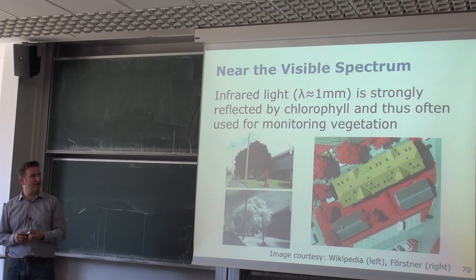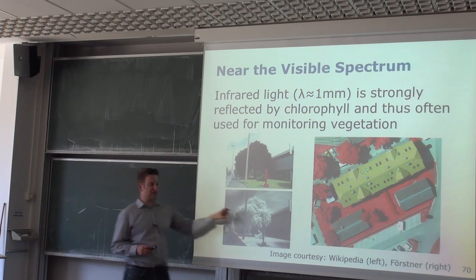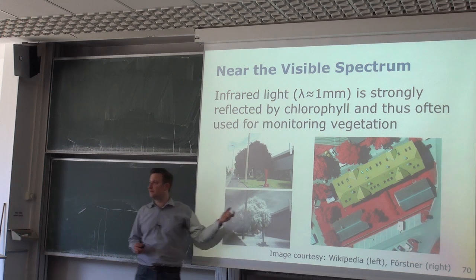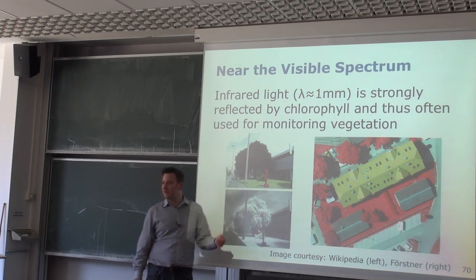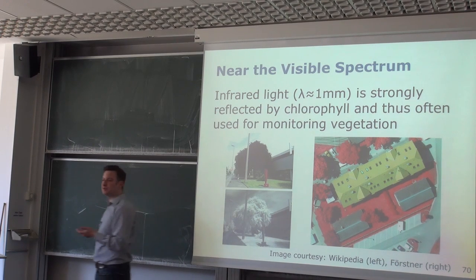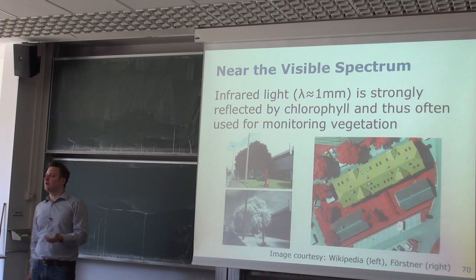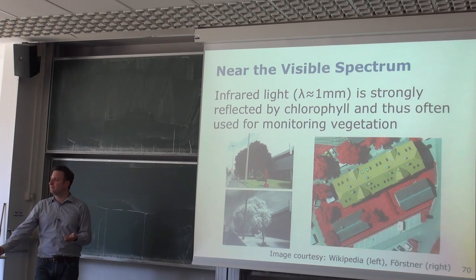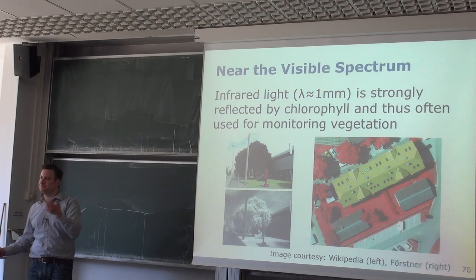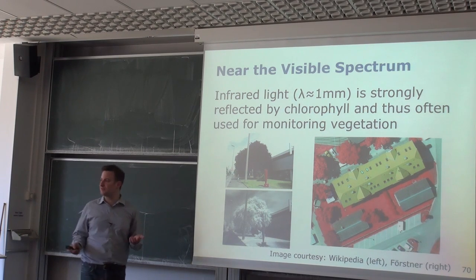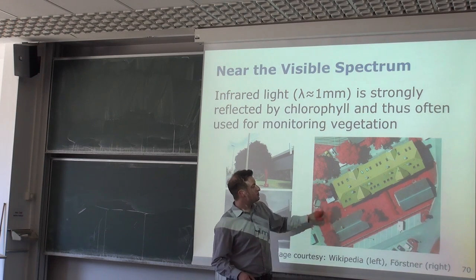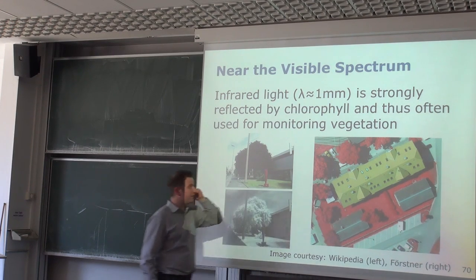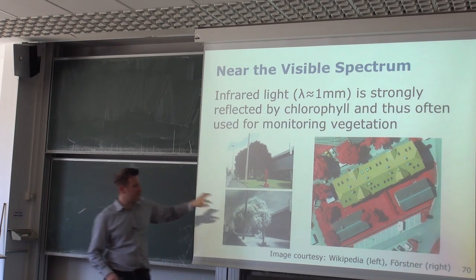The reason for that is that there's a strong reflection from the chlorophyll in the plants, or at least in the living plants, that generates this reflection. Therefore, if you want to monitor vegetation, taking into account the infrared spectrum is very helpful, for example, for separating vegetation from other objects in the scene, or for analyzing those plants.